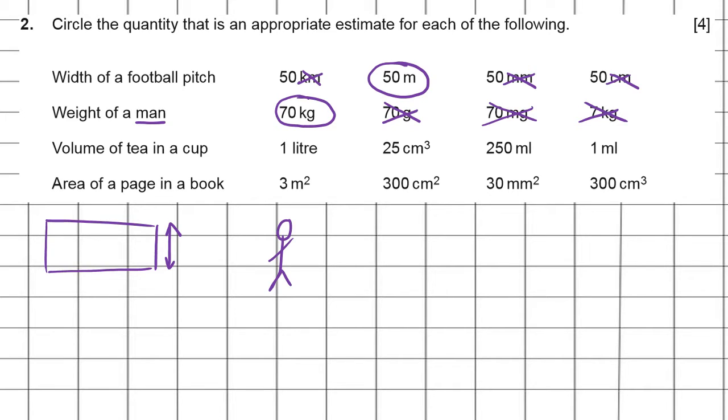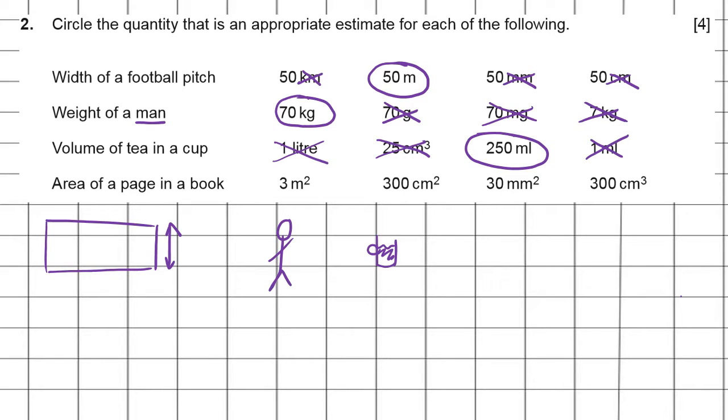Volume of tea in a cup. So I'll draw a cup the best I can. Okay, so volume, well, I'd only be able to fit 1 litre in. 1 milliliter again is tiny. 25 centimeters cubed. No, not really a volume, so 250 milliliters.